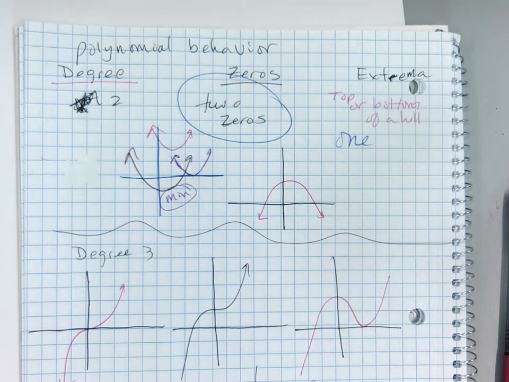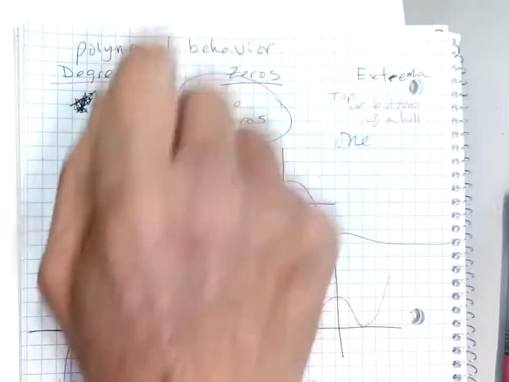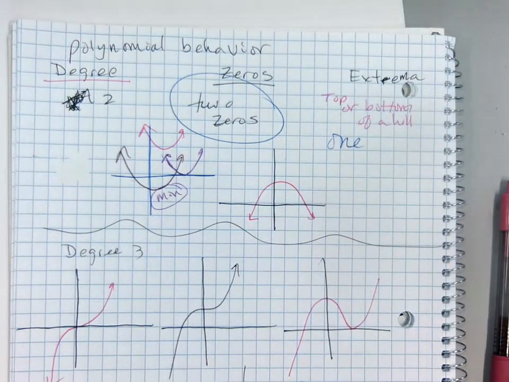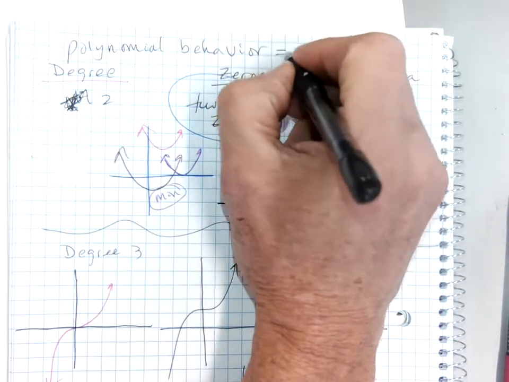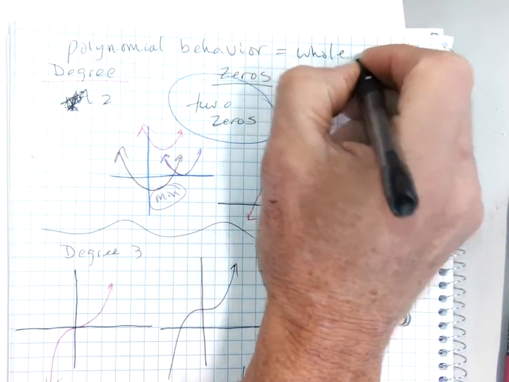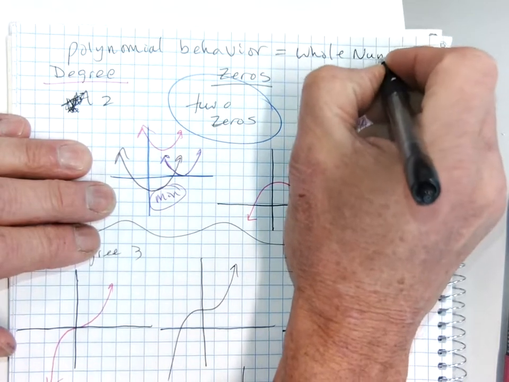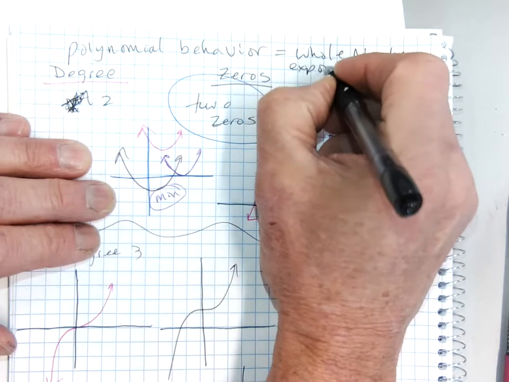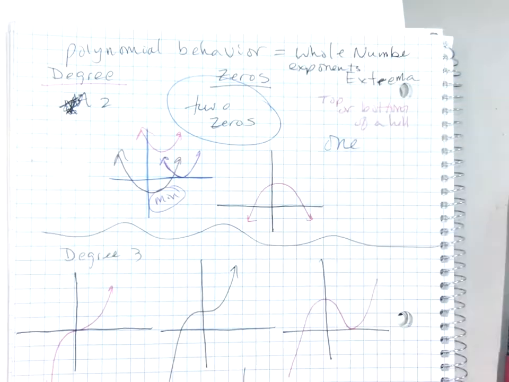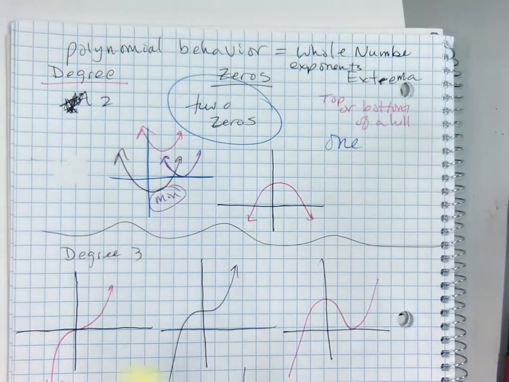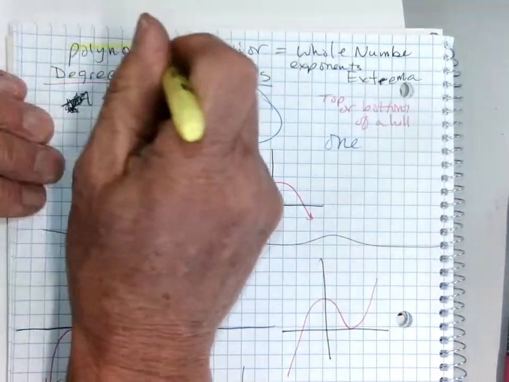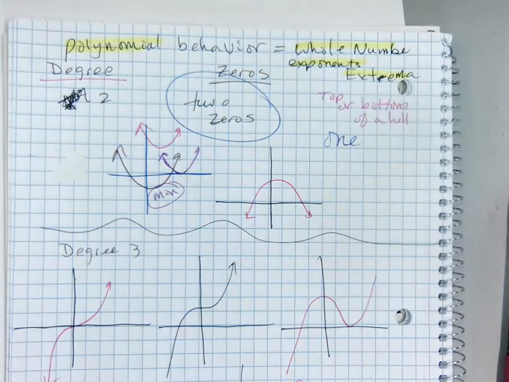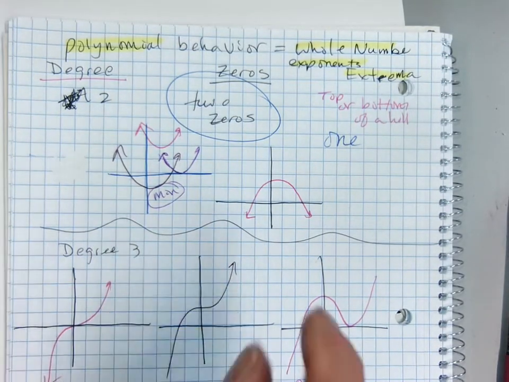Okay, everybody, let's recap and talk about polynomials. Polynomials, first of all, are expressions that have whole number exponents. Whole number exponents. Those are numbers like 0, 1, 2, 3, 4, 5, whole numbers, okay?